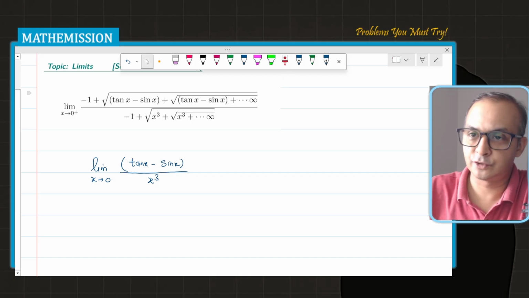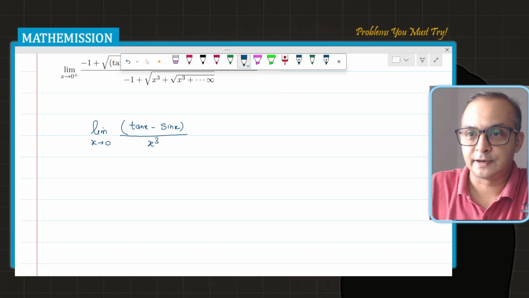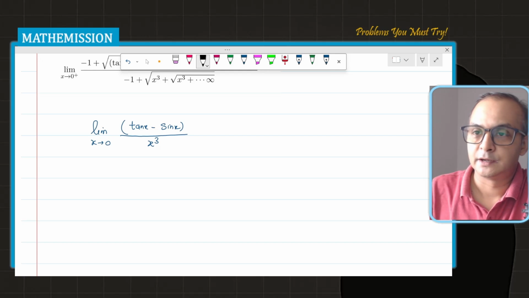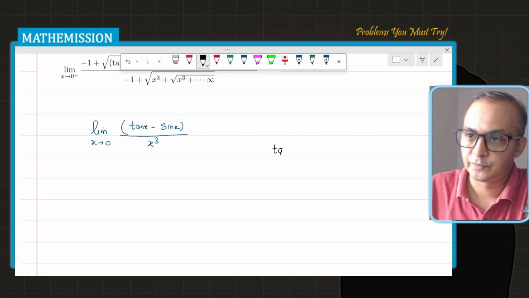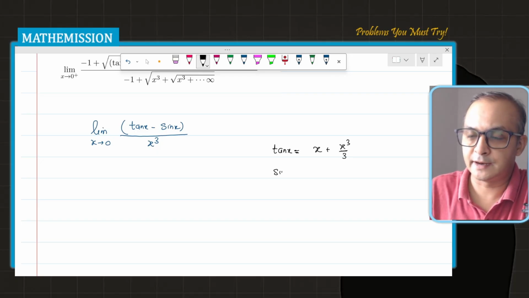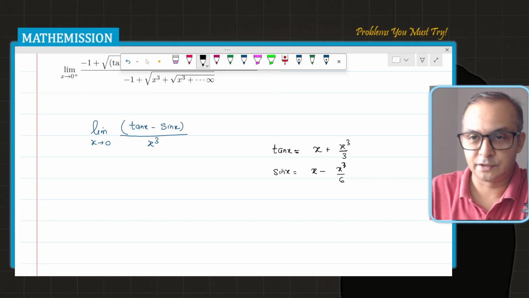So I suggest you try to understand this scenario. First, this is tan x minus sin x by x cubed. Suppose I have this limit to evaluate. There are two ways to do it. The first way is by using the series of tan x. I need only the first two terms, that is x plus x cubed by 3. And sin x has the series expansion, the first two terms, x minus x cubed by 6, because I'm comparing with the denominator x cubed.